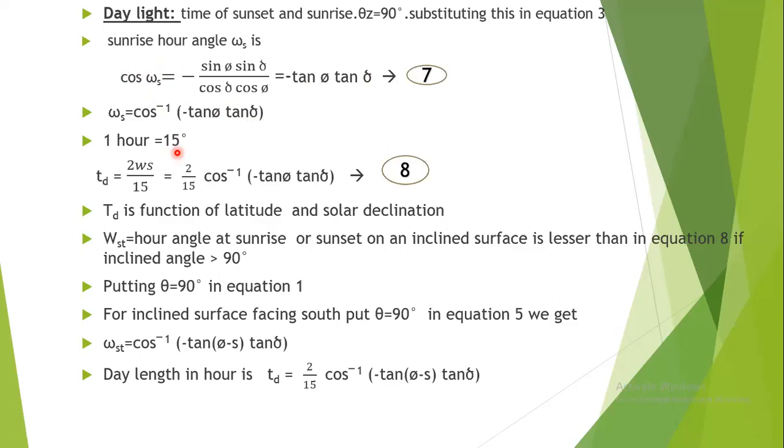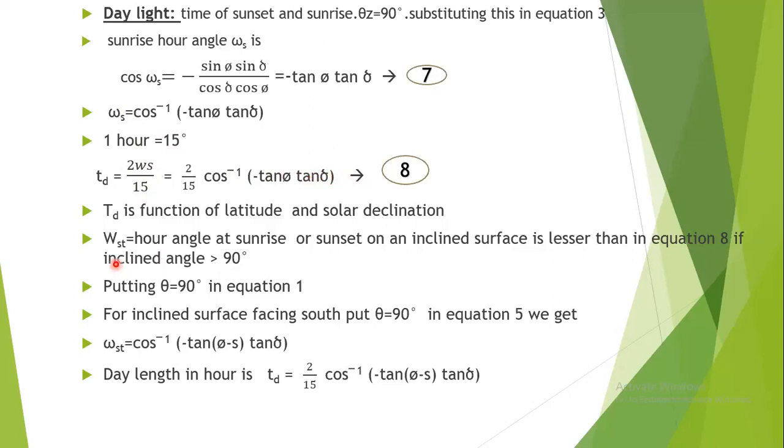We know that 15 degrees of hour angle is equal to 1 hour, so we can write the day length in hours. Day length in hours is denoted as TD. TD is equal to 2 omega s by 15 degrees. Substituting the value of omega s here, TD is 2 by 15 cos inverse of minus tan phi tan xi. So this length of the day TD is a function of latitude and solar declination, because both are present in this equation.